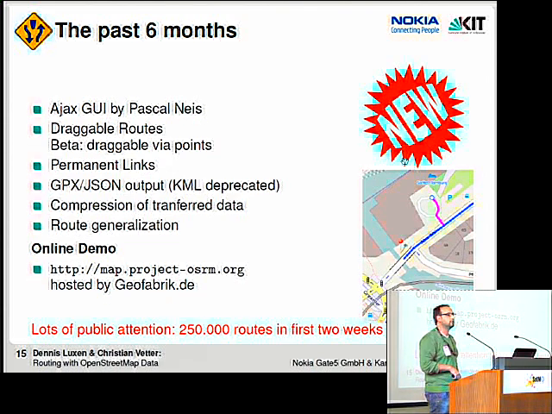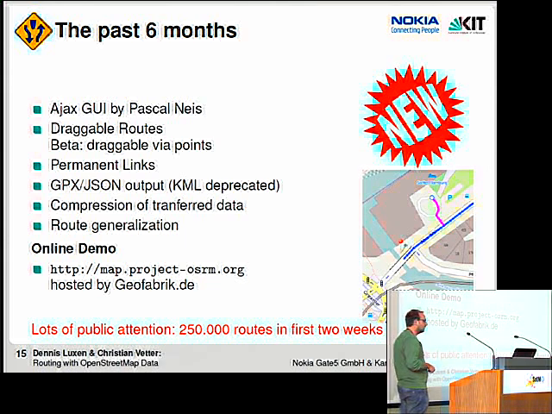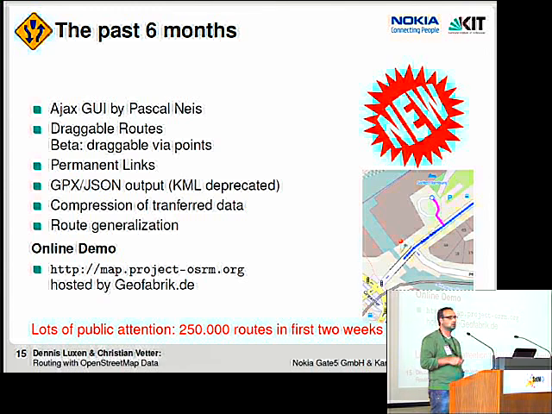We had lots of public attention. When we went live with the service, we had 250,000 routes within the first 2 weeks. So we attracted a lot of public attention here. We are proud of that. We're also very proud that the server didn't crash at any point in these 2 weeks, running very smoothly and serving these users with ease. If we had tenfold the number of users, that would have worked as well.